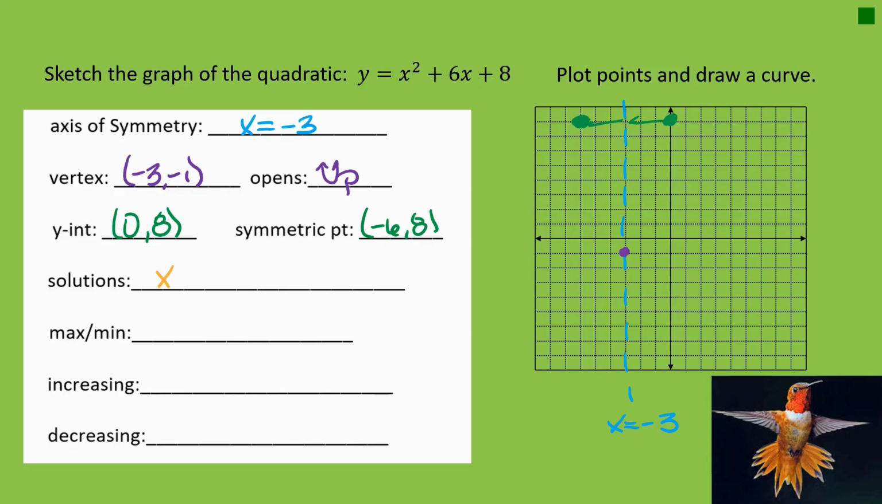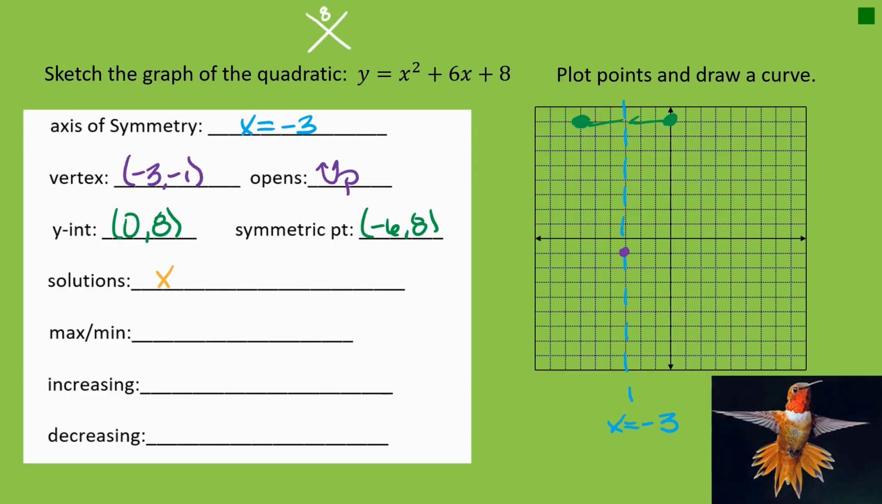Did we find our solutions? We did not. Well, let's do that now. Oh my gosh, we don't know it. We only know the max or min. So to find the solutions, either use the quadratic formula or factor it. So I'm going to go white here so I can see it well. I've got x squared plus 6x plus 8. I'm going to try to factor.